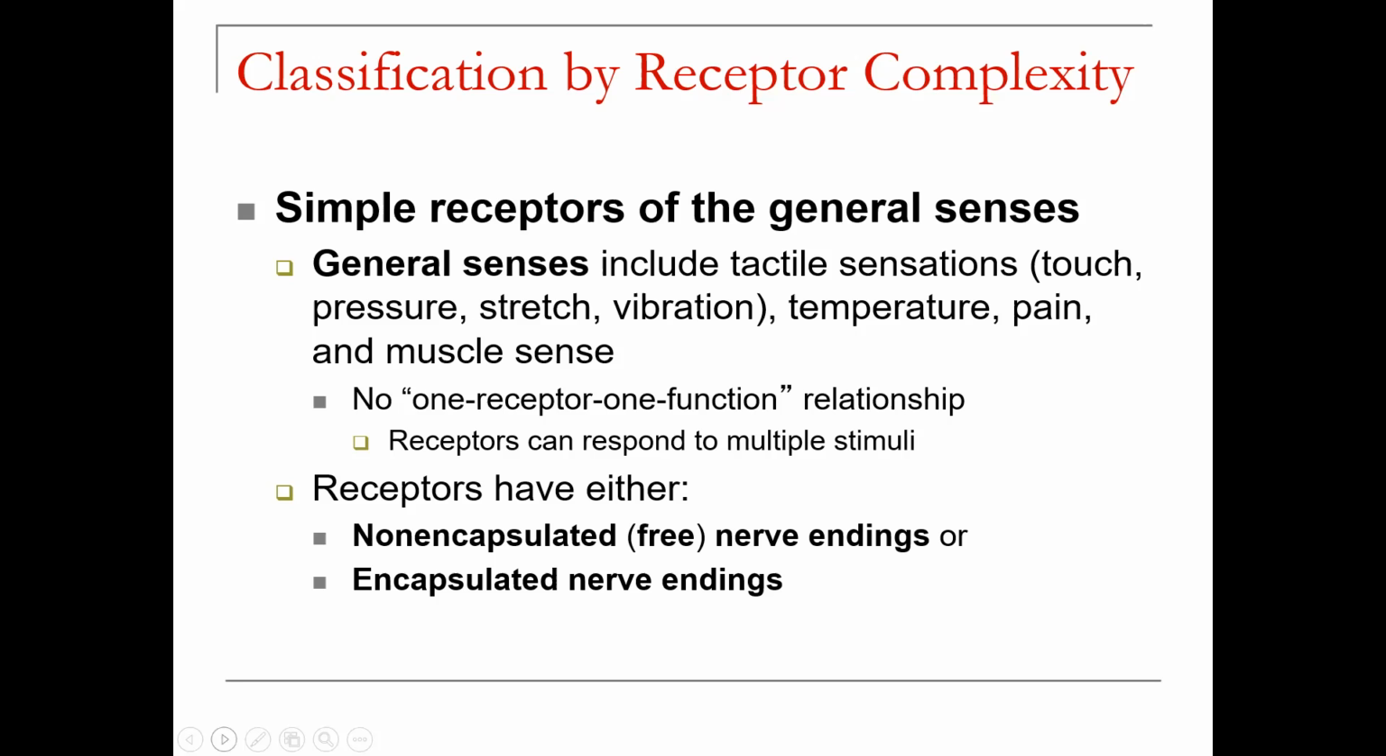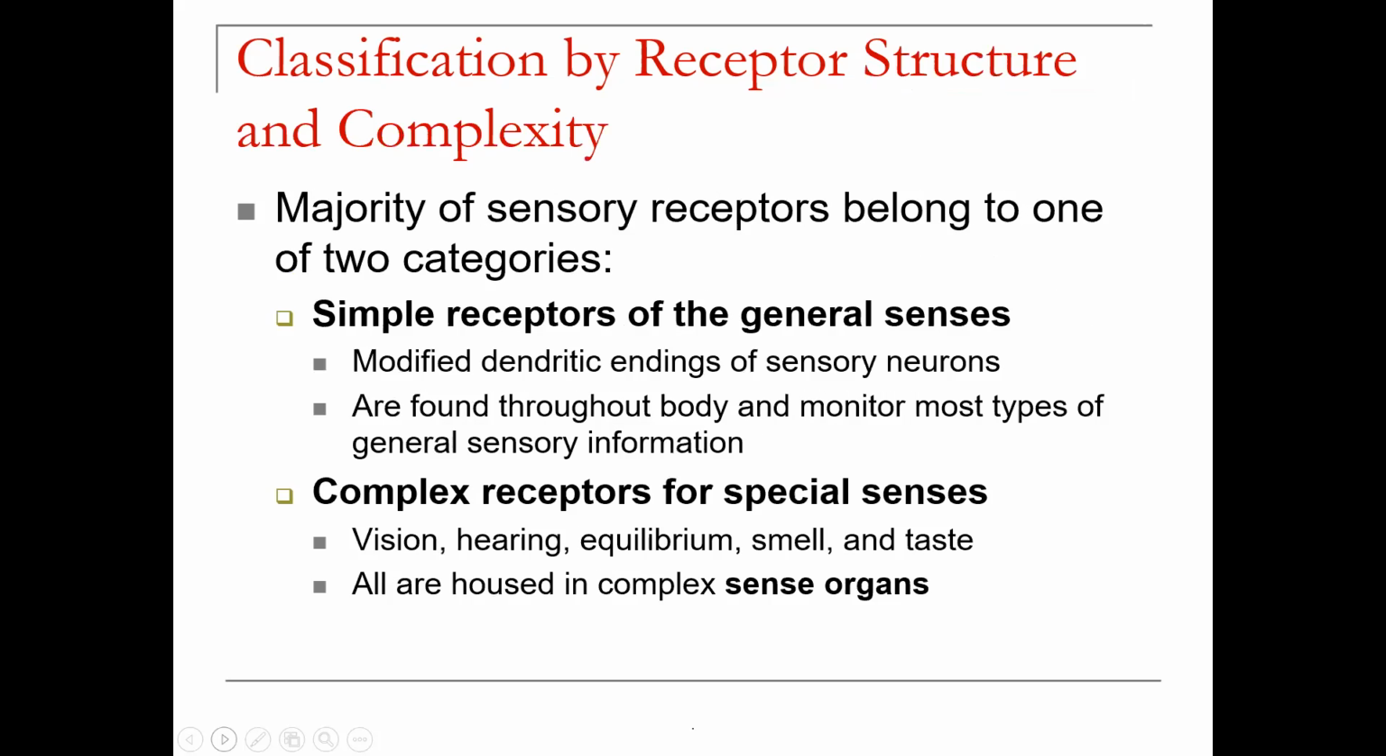But some of these general senses, pain, for example, temperature, for example, are going to be pretty specific. Anyway, the receptors in general senses, all this touch, pressure, pain, stuff like that, are either free nerve endings, the raw end of the dendrite, or the encapsulated nerve ending. They have a layer of connective tissue over them. So the simple receptors are simply the raw nerve ending of the dendrite. Most of our general sensory information is coming in through free nerve endings.